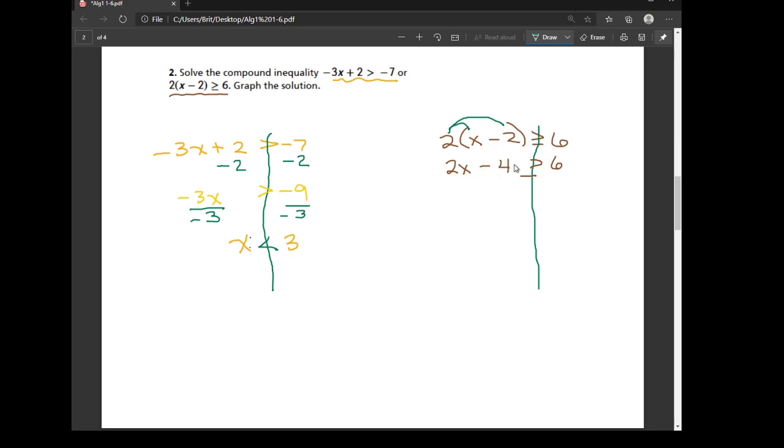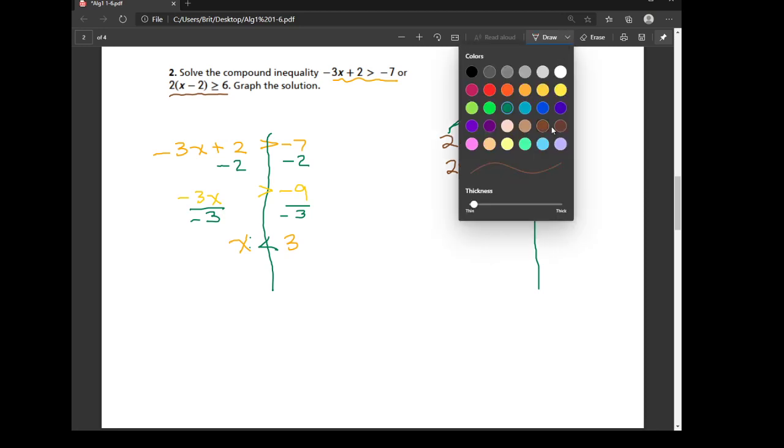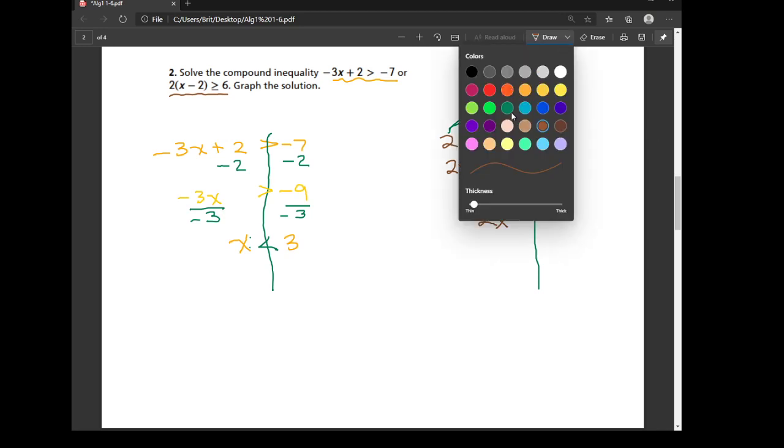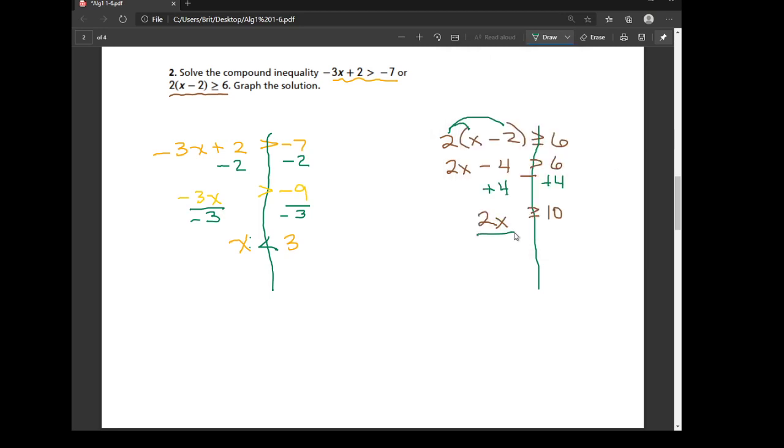So I have to get rid of my addition or subtraction first. So to remove this -4, my inverse operation is adding 4. So I have 2x is greater than or equal to 10. And then this here is multiplication. So to undo that multiplication, I'm going to divide by 2. So I get x is greater than or equal to 5.